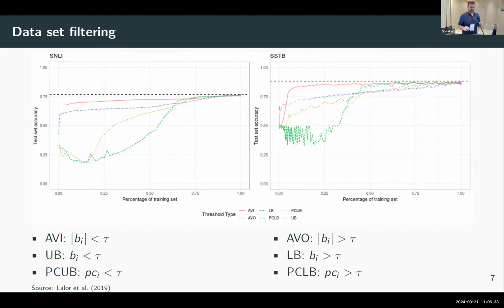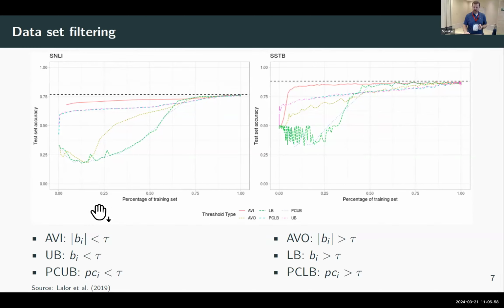Okay, so in a paper from 2019, what we did was we ran this on SNLI and SSTB, and what we proposed were a couple of different strategies. Some of them were using the IRT parameters, but we also used percent correct benchmarks to compare against just a raw, okay, this question was answered correctly by 90% of the models. This question was answered correctly by 10% of the models. Maybe this is a good one, maybe this is a bad one, right?